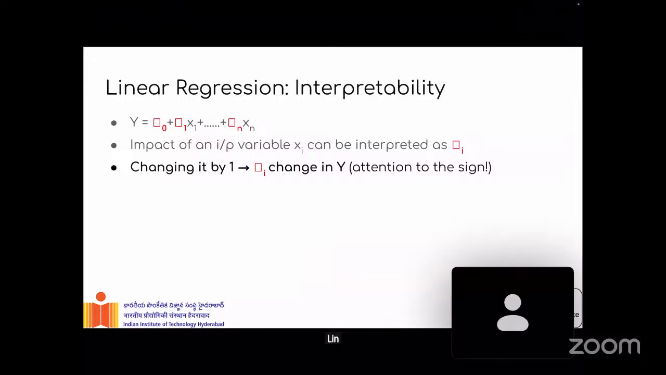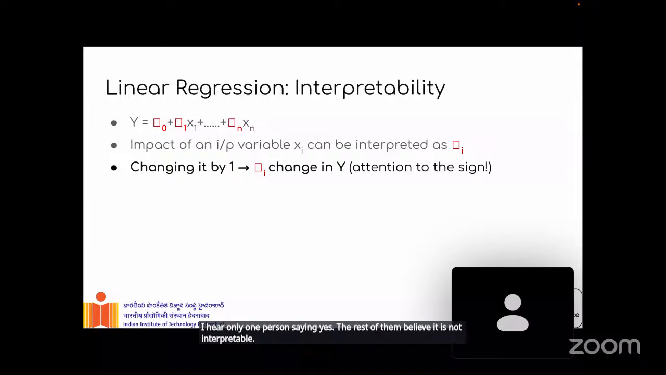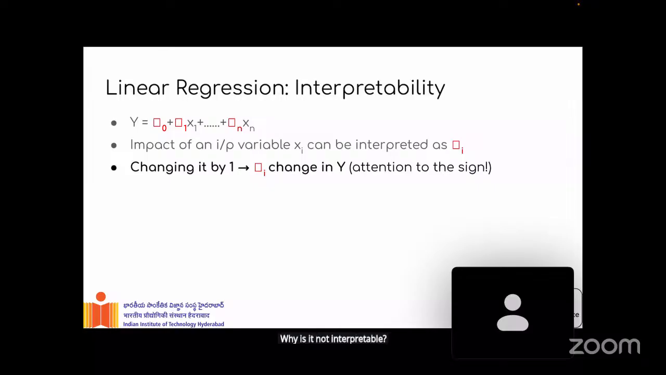So is it interpretable? Linear regression? Anybody? Do you think it is interpretable? Yes, sir. I hear only one person saying yes. The rest of them believe it is not interpretable. Why is it not interpretable? Okay, the one who said interpretable, why do you think it is interpretable?